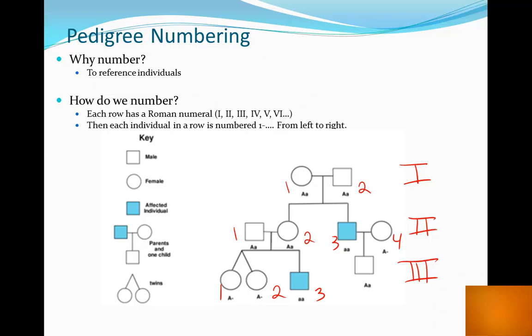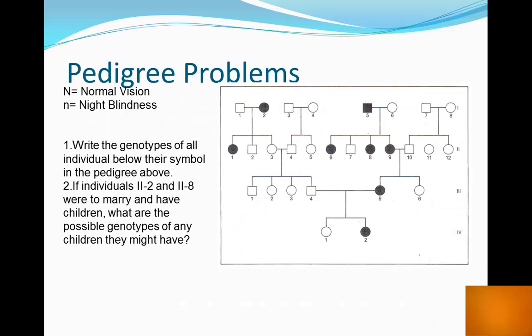This allows me to say individual 2, 3 is affected, or is individual 2, 1 affected? And your answer would be no. Within pedigree problems, we'll also combine what you have learned prior. You'll notice here we are dealing with complete dominance, where normal vision is capital N, night blindness is little n.